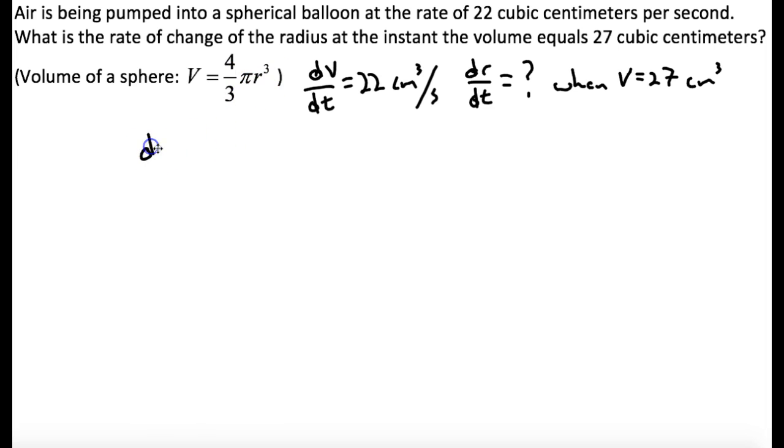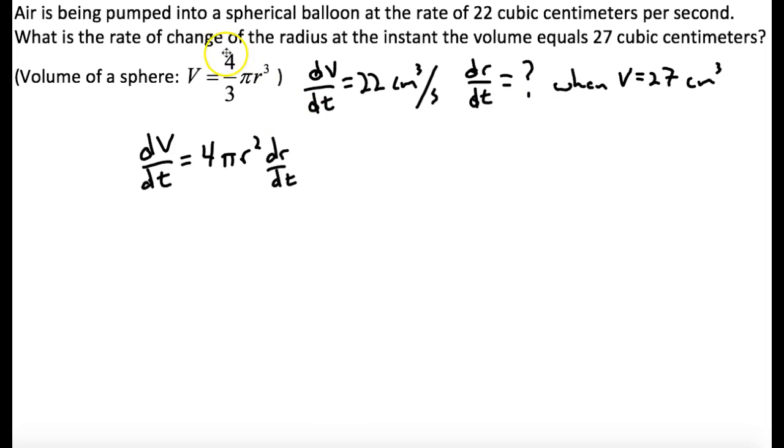So when we do that, we'll have dV/dt equals, when I bring this 3 down, 3 times 4/3 is just 4. Subtract 1 from the exponent, then times dr/dt. So I know dV/dt, I want to find dr/dt, but I don't know the radius. I need to find the radius still. Well, they've given us this piece of information that will allow us to find the radius. I want to find the radius when the volume is equal to 27.